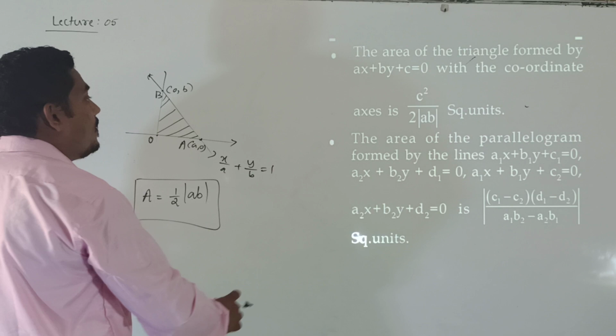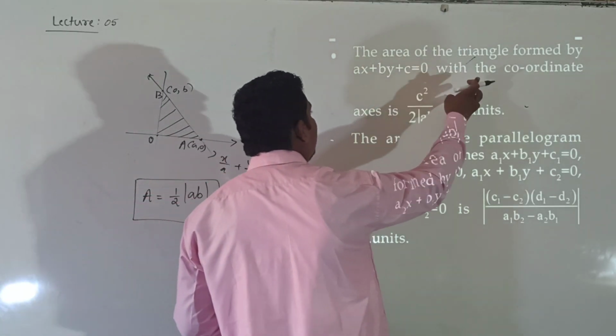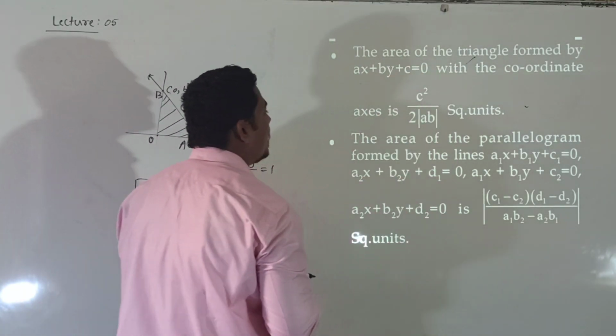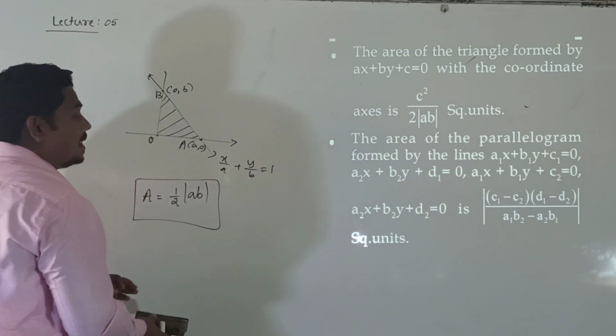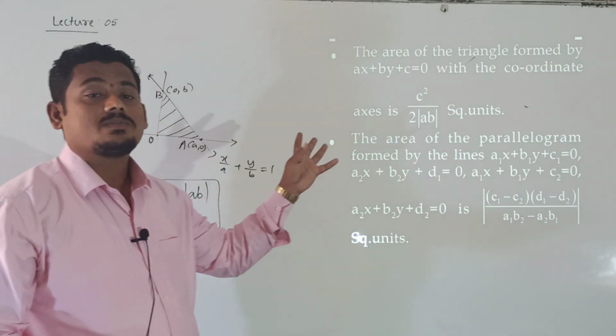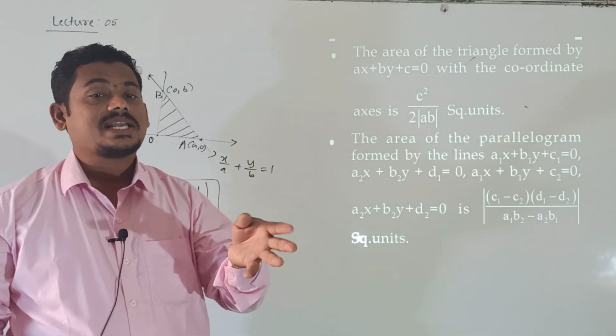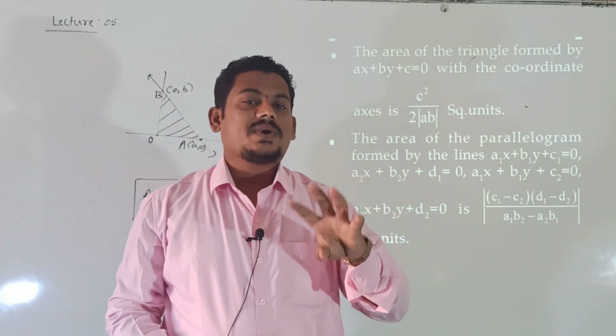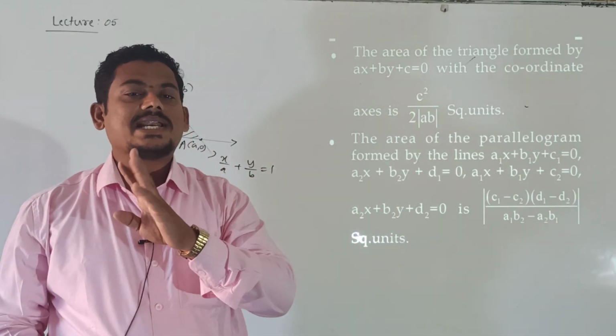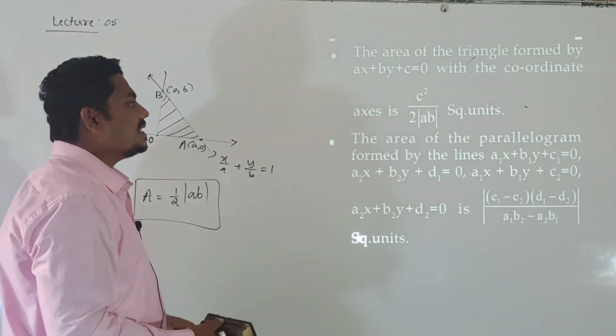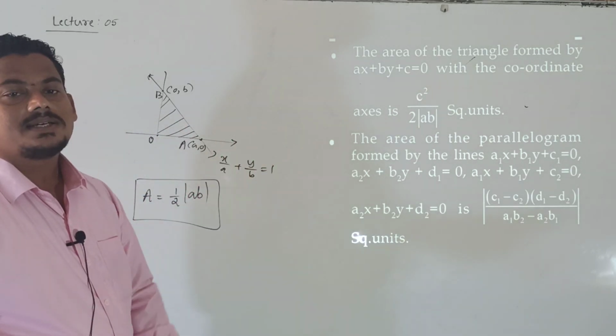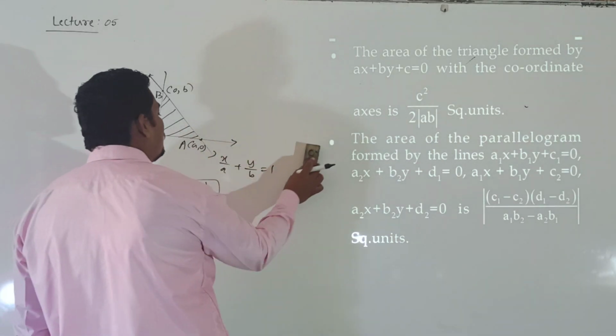Next, the area of the triangle formed by this line with the coordinate axes. In the previous case, both the x intercept and y intercept are given, meaning the equation of the straight line is given in intercept form. In this case, the line equation is in the general equation of the straight line.